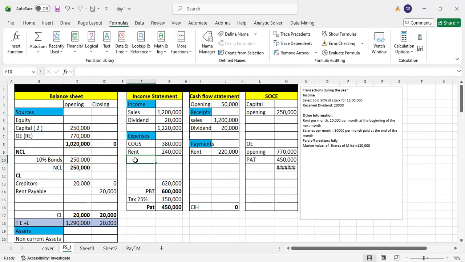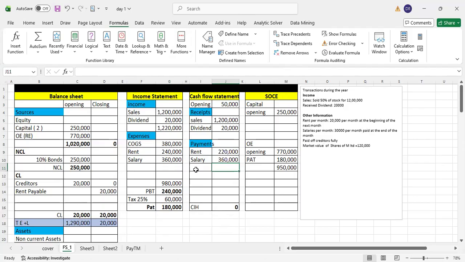Salaries for the period, fully paid salaries for the period. Salary paid is 30,000 into 12, okay? And salary has been fully paid off. So therefore, there is no advance, no outstanding or no payable.